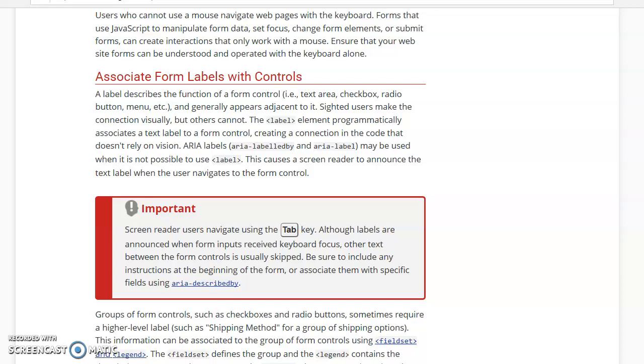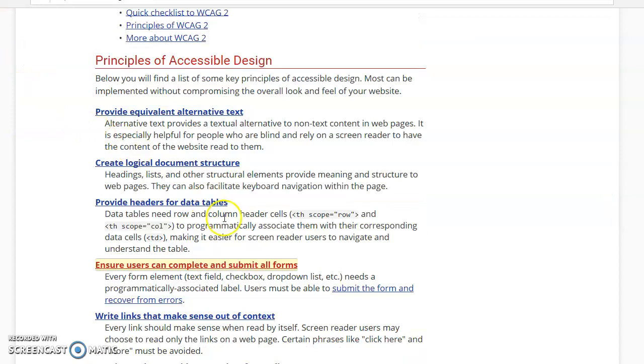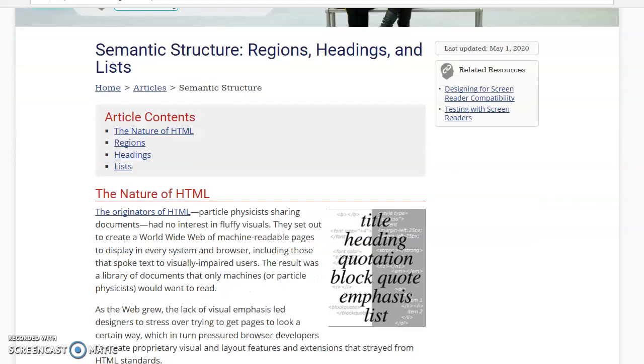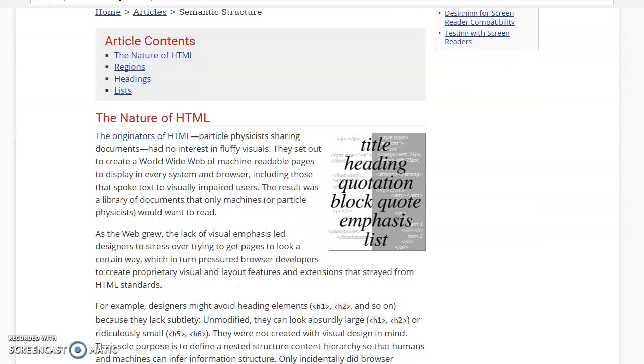And then lastly, I think the one that I use already would be logical document structure. I already do all that with my course content, headings and stuff.